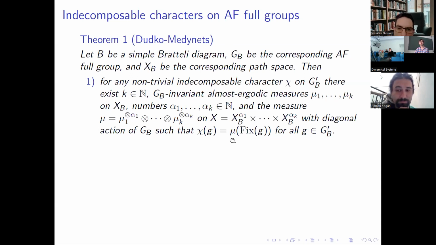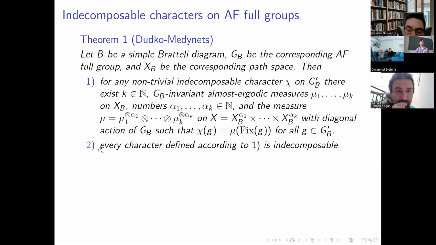So notice that not only do we show this, but we also describe exactly the form of the measure mu. It will be this type of product for a finite number of ergodic measures, or almost ergodic measures. Moreover, every character defined using this formula is indecomposable, so this is a complete description.